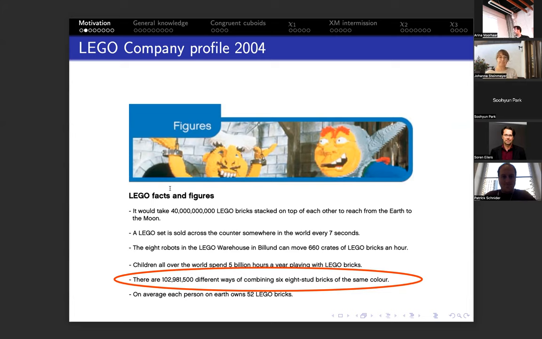that there are 102,981,500 different ways of combining 6 eight-stud bricks of the same color. And for various reasons, I got a little bit suspicious about this number, and I actually figured out that it was wrong. So this number that you see there is roughly 46 to the fifth divided by 2.